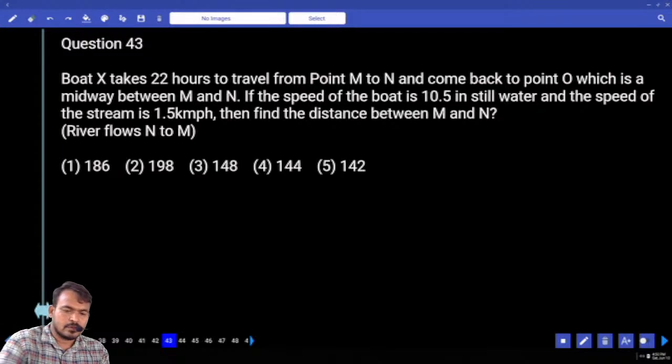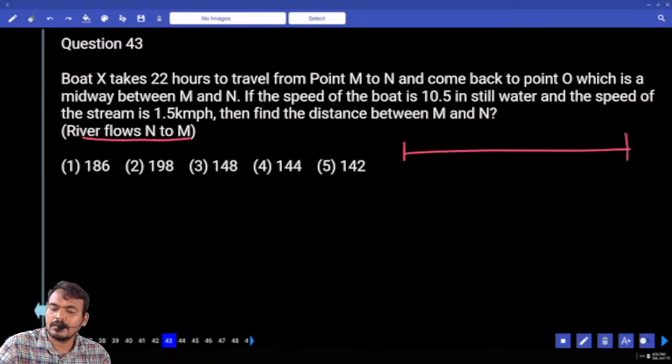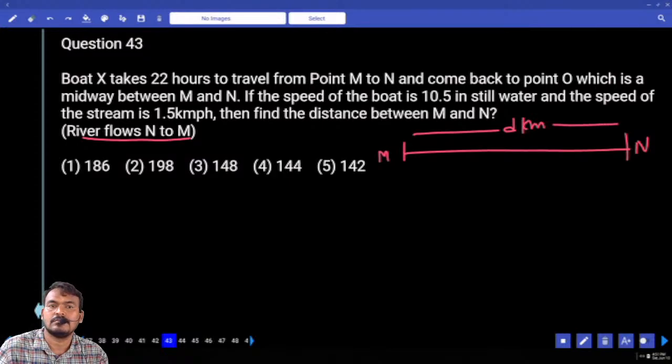And river flows which way? N to M. Suppose it is M to N. What is the M to N distance? Suppose D kilometers are taken. M to N distance is D kilometers.